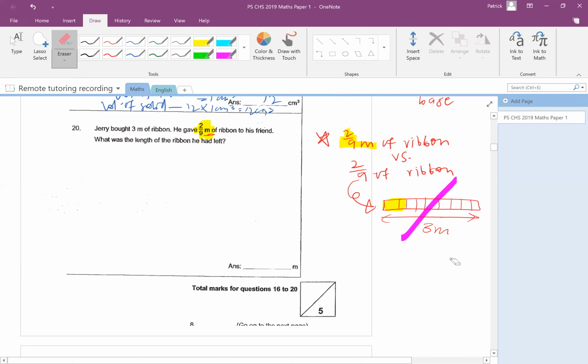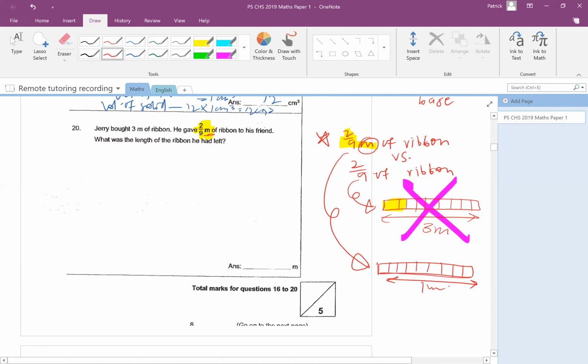So this means, okay, let's use the same model. Okay, never mind. I'll just draw another one to help you visualize better. 2/9 meters of ribbon means that because meters is a measurement, it's a unit of measurement, the ribbon that he gives away is 2/9 of a meter. This means that this is 1 meter. The amount that he gives away is 2/9 of it, 2/9 meters. So that is the difference. If there's a unit of measurement here, like meters, you cannot immediately assume that the ribbon that he gives away is a proportion of what he has. It has to do with the unit of measurement here.